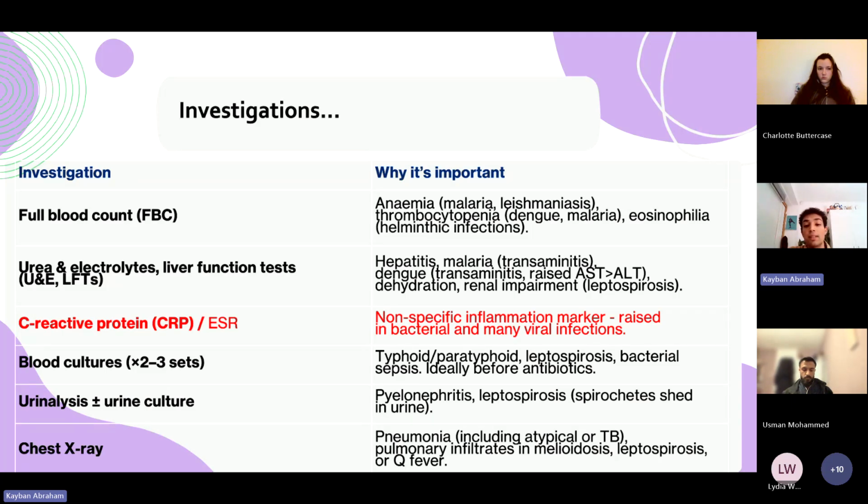CRP I've just highlighted in red because it's not massively useful as a one-off measure. It's only really useful when you track it over a number of measurements and see whether this patient is deteriorating or recovering.